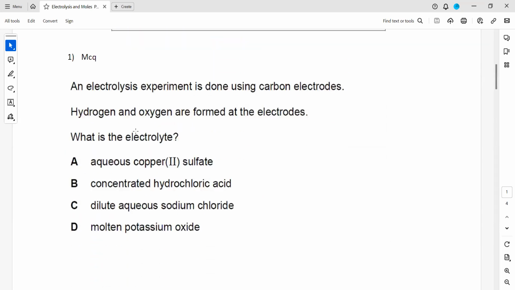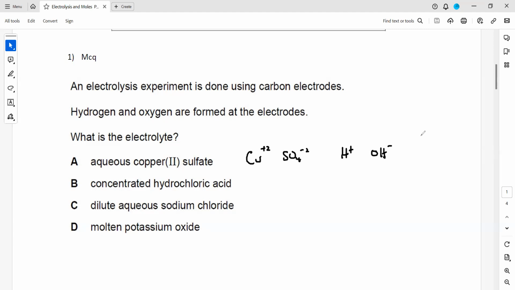The first one: an electrolysis experiment is done using a carbon electrode. Carbon electrode means inert electrodes are there. Hydrogen and oxygen are formed. What are the electrolytes? For this, first you identify the ions. If you have aqueous copper 2 sulfate, what are the ions? It will have copper ion and sulfate ion, and because it's an aqueous solution, it must have hydrogen ion and hydroxide ion as well, H plus and OH minus.